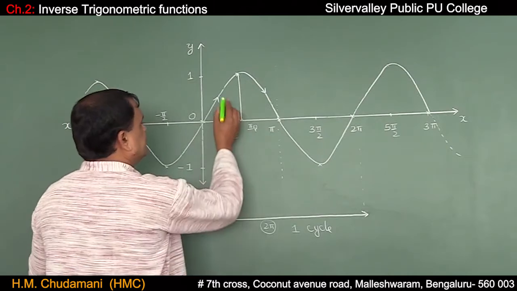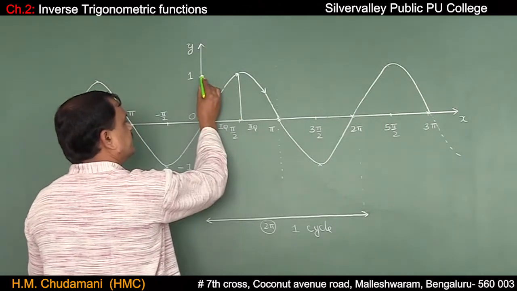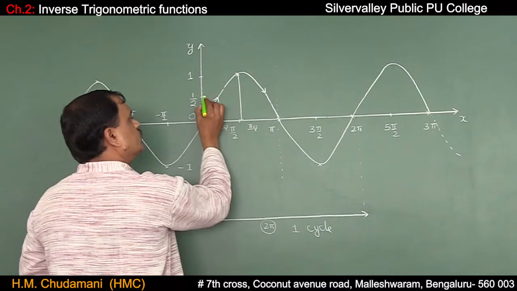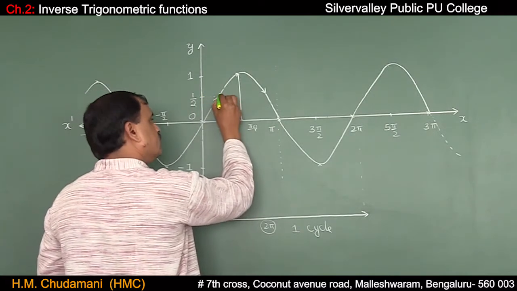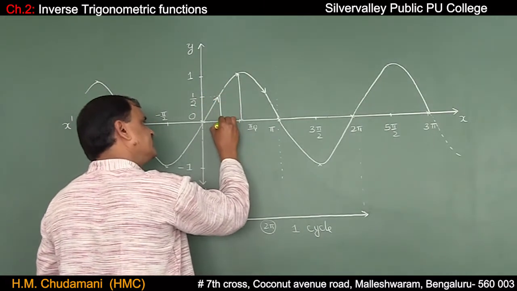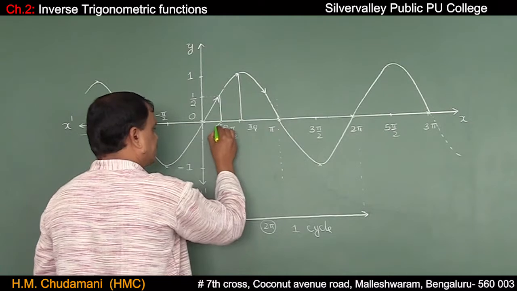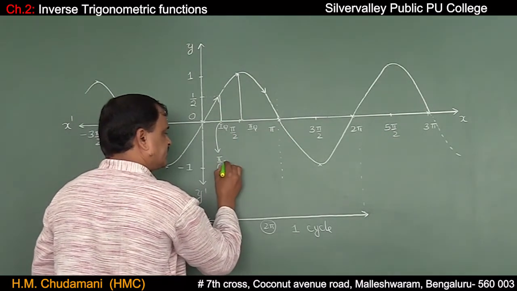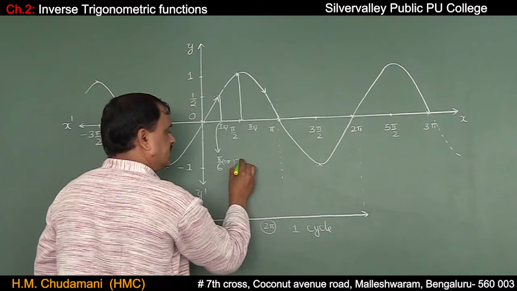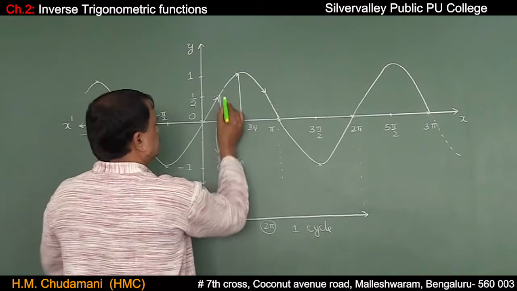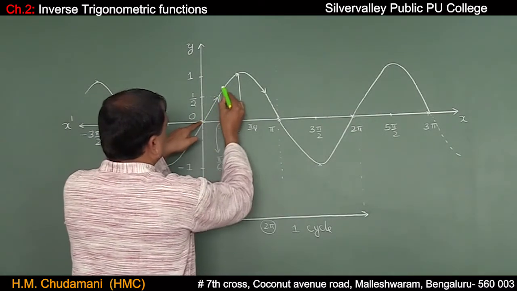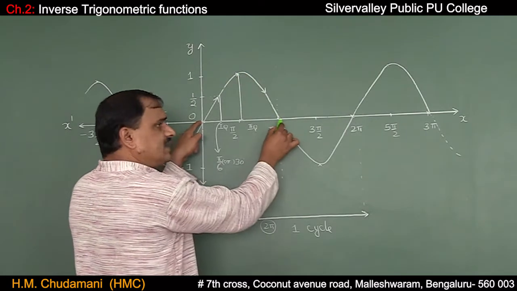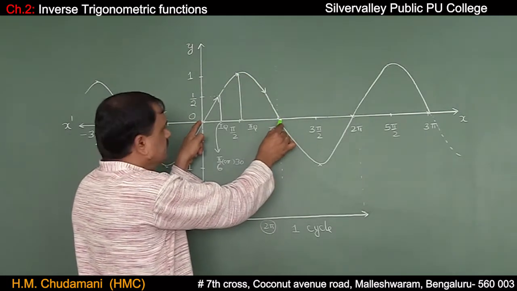Let me explain. Say, this is 0, this is 1, this is 1 by 2. See this? So this is actually 30 degree, pi by 6. See this? Increasing from 0 to pi by 2. Pi by 2 to pi, it is decreasing.